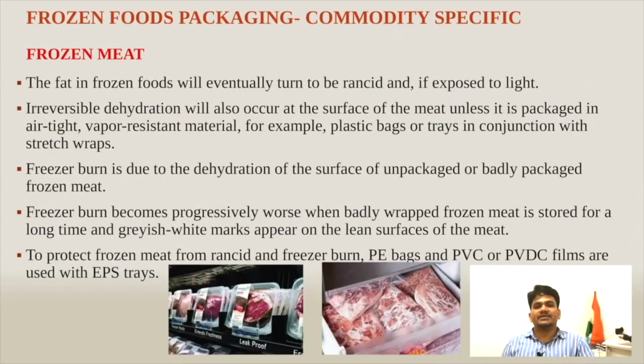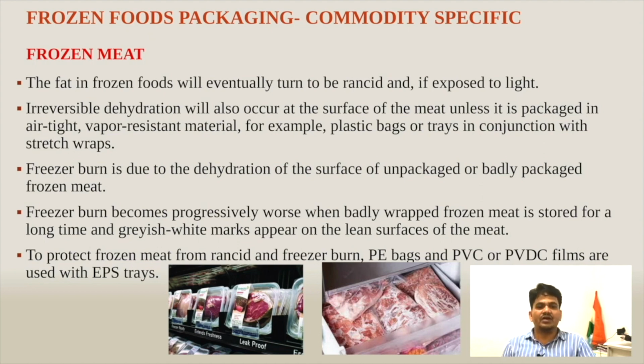Frozen foods packaging is commodity specific. Even though in some of the previous slides we have discussed this as well, here it is in a specific manner. For example, the first one is frozen meat. The fat in frozen foods will eventually turn rancid if exposed to light. So we need to select a particular packaging material in order to reduce the light effect so that it does not go rancid.